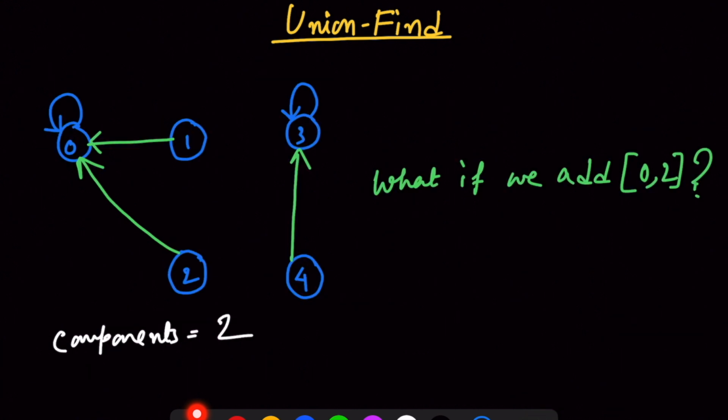Next, let's say we are adding one more edge, from 0 to 2. What is the representative of 0? That is 0 itself. What is the representative of 2? That is also 0. So they belong to the same component, and we don't need to do any union. In that case, we didn't reduce the component count.